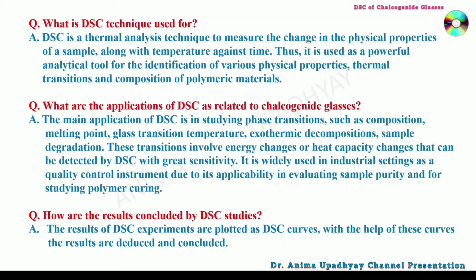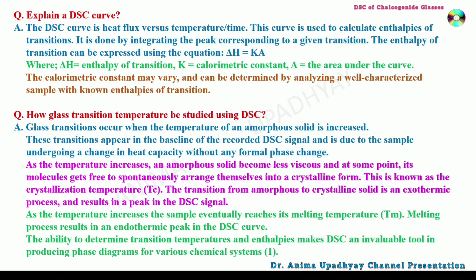How are the results concluded by DSC studies? The results of the experiments performed by DSC are plotted as curves. With the help of these curves, the results are deduced and concluded. Explain a DSC curve. The DSC curve is a heat flux versus temperature or time. This curve is used to calculate enthalpies of transitions. It is done by integrating the peak corresponding to a given transition.